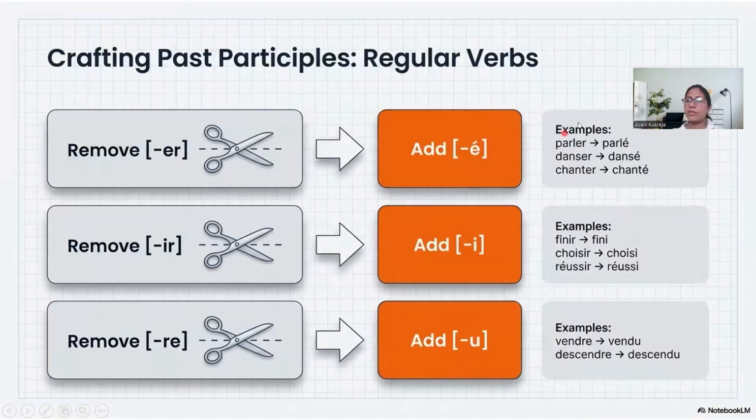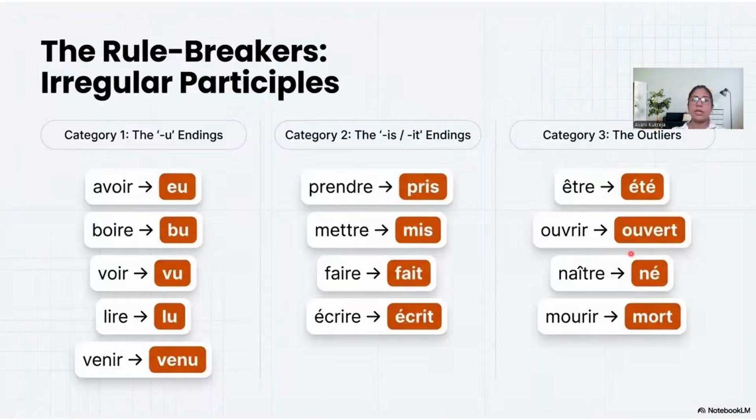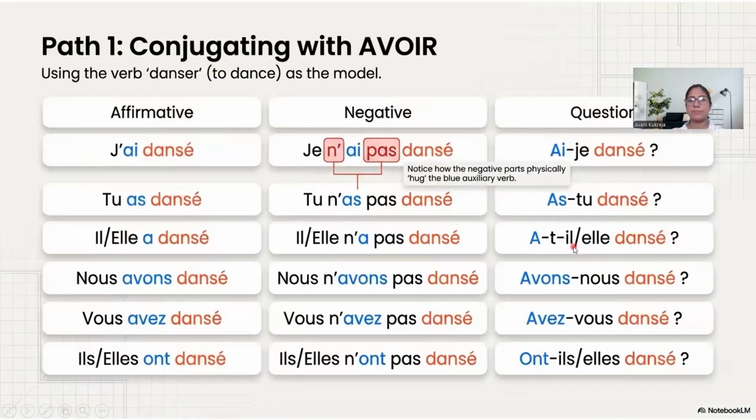So what is a past participle? If it's an ER ending verb, we remove the R and put an accent on the E. If it's an IR ending verb, we remove the R and the past participle remains till the last vowel. For RE ending verbs, we replace RE with U. These are some irregular verbs with their past participles.